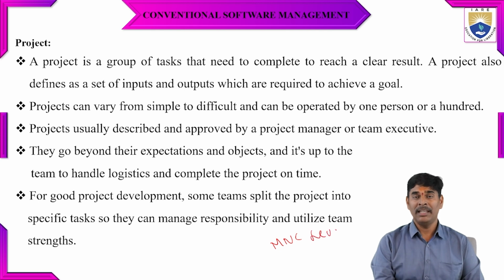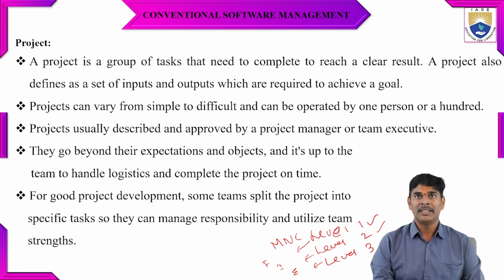For example, in MNC companies we have level 1, level 2 and level 3. In each level there are team members. Level 1 we can consider as freshers, level 2 as intermediate, and level 3 we can call the experts, who are expertise in the particular project or field. So every team is segregated into three levels: level 1, level 2 and level 3.